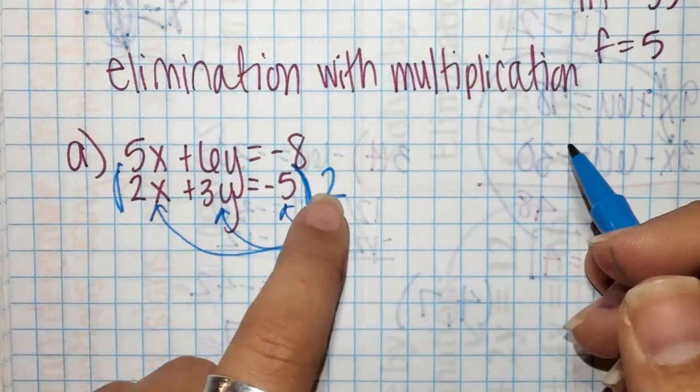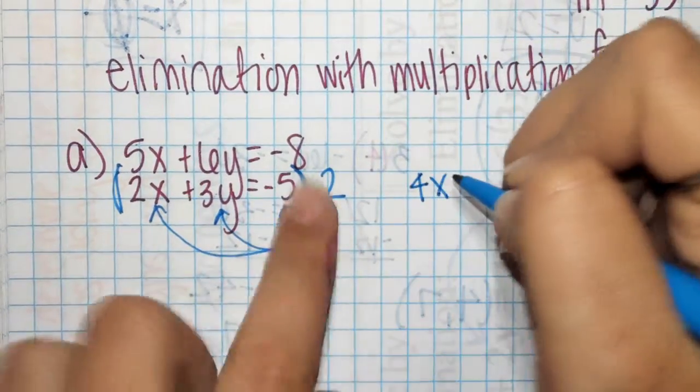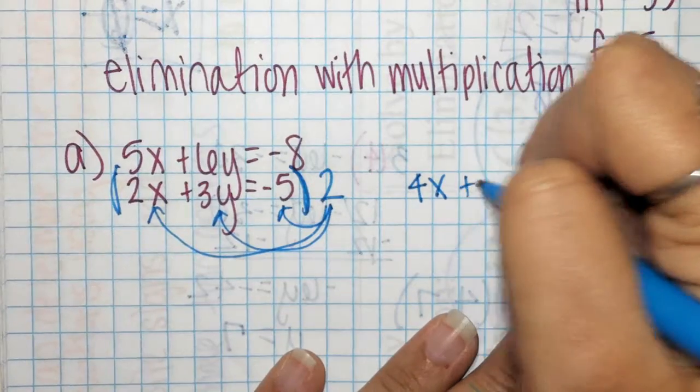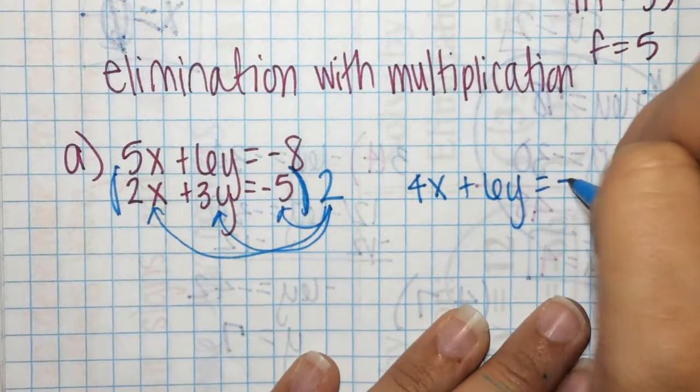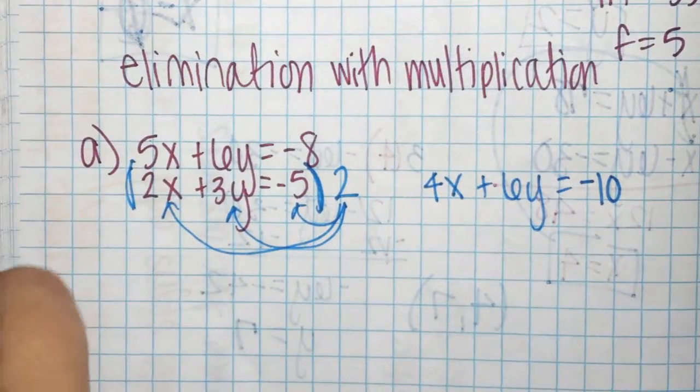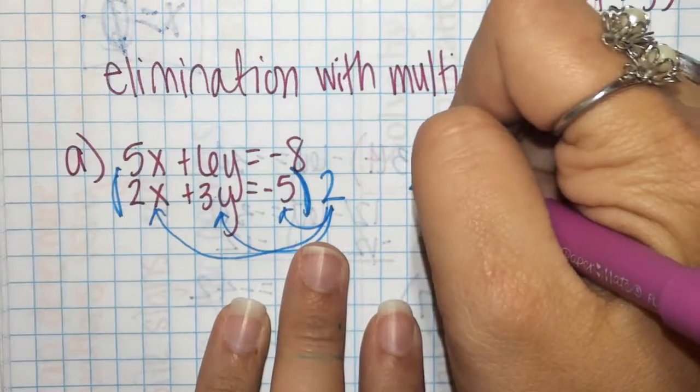Okay, so let's start by doing 2 times 2x. What does that give us? 4. Okay. And then 2 times 3y gives us 6y. And 2 times -5 gives us -10. Now, what do we do with that top equation? You bring it down. Down wherever you wrote your problem.